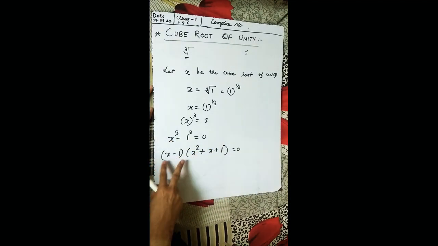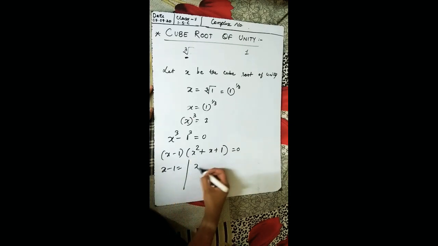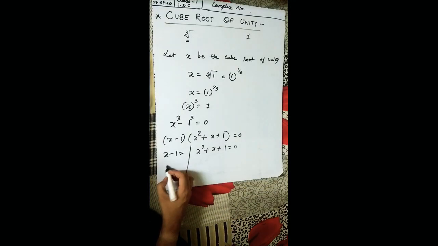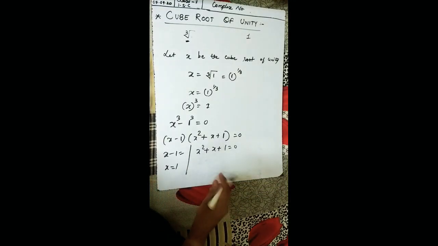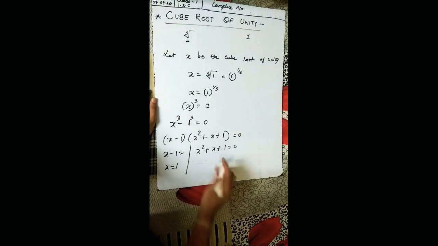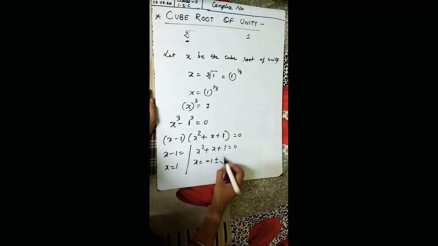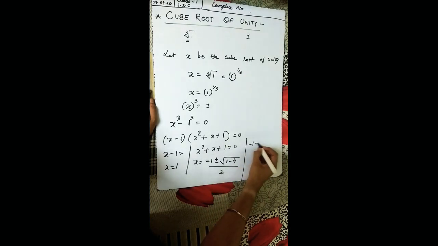The degree of the equation x cube minus 1 cube equal to 0 is 3. That means we'll get 3 roots of x. So we put the first factor equal to 0, and then x square plus x plus 1 equal to 0. From here we are getting x is equal to 1, and the other is a quadratic equation, so we need to use the formula method. How will we do it? x is equal to minus b plus minus under root b square minus 4 into 1 into 1, upon 2. So minus 1 plus minus under root of minus 3 upon 2.